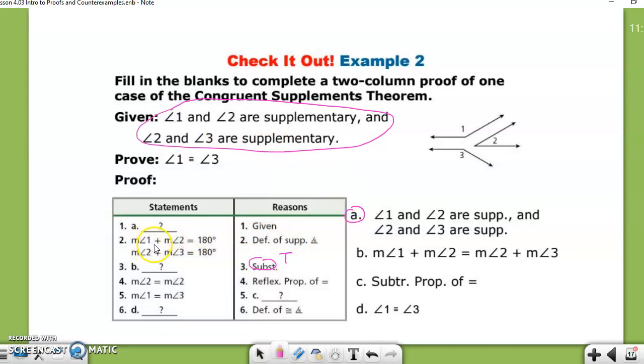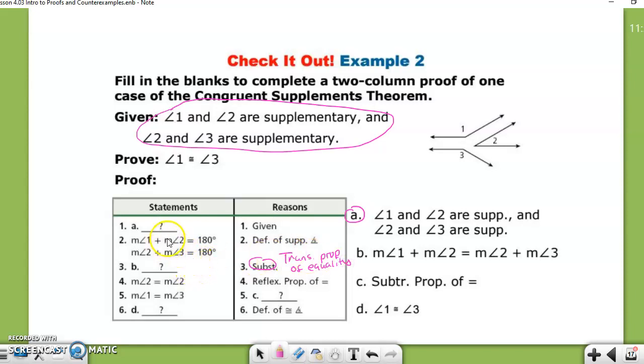Then they tell me, okay, the measure of angle 1 plus the measure of angle 2 equals 180, and the measure of angle 2 plus the measure of angle 3 equals 180. That's the definition of supplementary angles. So if you're given that something's supplementary, you're going to be using that definition. Okay, for 3, we have B. So now that I've got two different things here, measure of angle 1 plus the measure of angle 2, and then measure of angle 2 plus the measure of angle 3. Two different things equal to the same thing. They've listed it as a substitution, but I would prefer we write our transitive property of equality here.